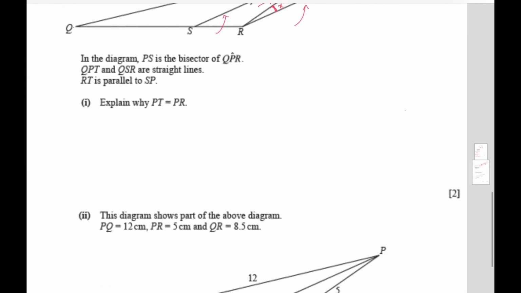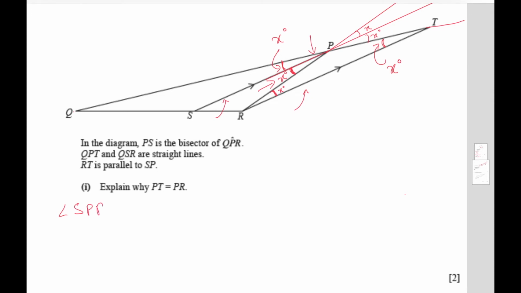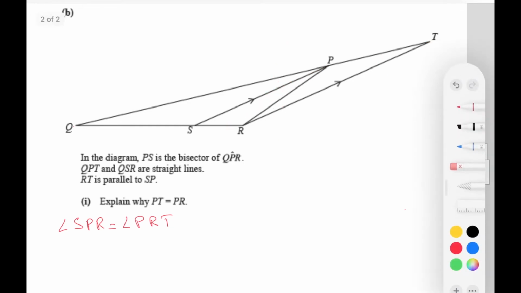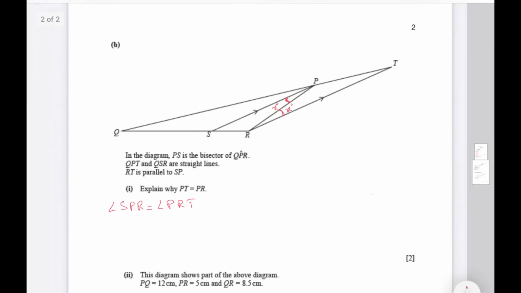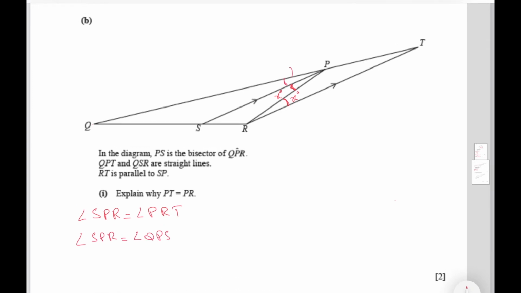So let's write this information down first. Let's look at the diagram as well. Angle SPR is equal to angle PRT. SPR is this angle right here and PRT is this angle right here. Let's remove all of this once again so that it's easier for us to understand. So up till now what we have decided is that angle SPR, this X degrees, is equal to this angle, which is X degrees. So angle SPR is also equal to angle QPS. This angle right here is QPS. This is also X degrees.